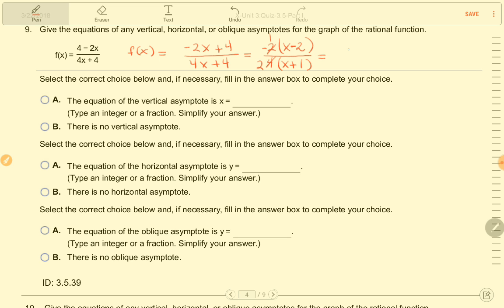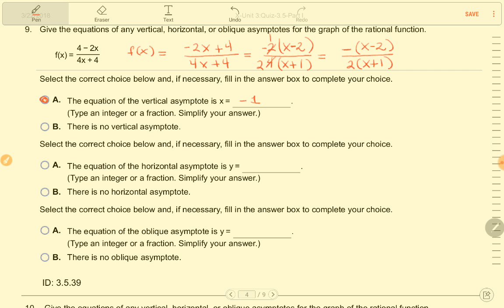Right, so now I have negative x minus 2 over 2 times x plus 1. So that means that I have a vertical asymptote at x equals negative 1 and a horizontal asymptote, let's see.